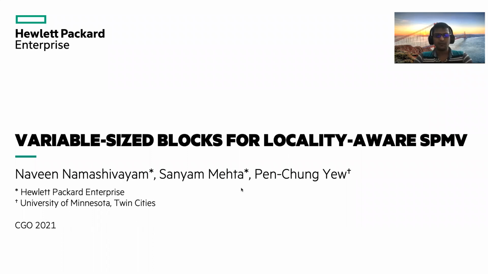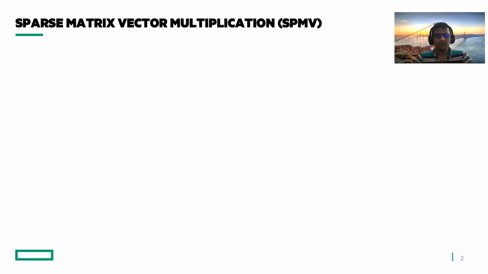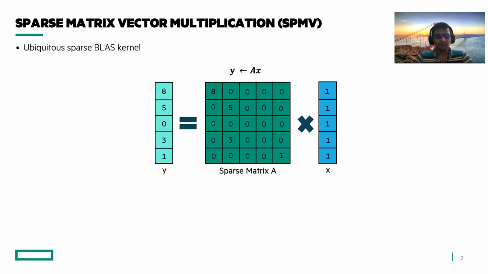This is a presentation about an effective blocking scheme that we designed to optimize the sparse matrix vector multiplication kernel. To provide a brief background on SpMV, SpMV is a ubiquitous sparse BLAS kernel. It is a very simple kernel that performs a multiplication between a sparse matrix A, which is occupied by a large number of zeros, and a dense vector X, while storing the results back into the dense vector Y.